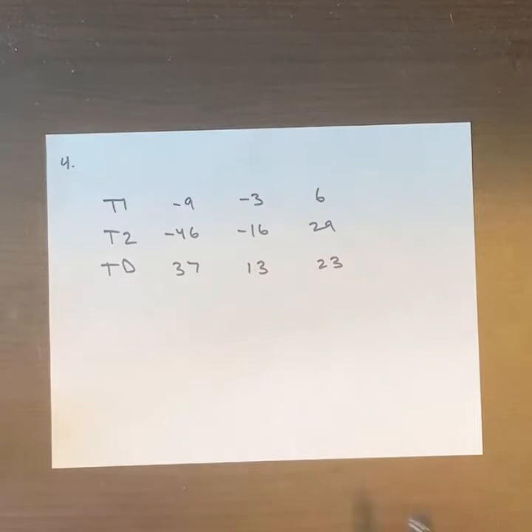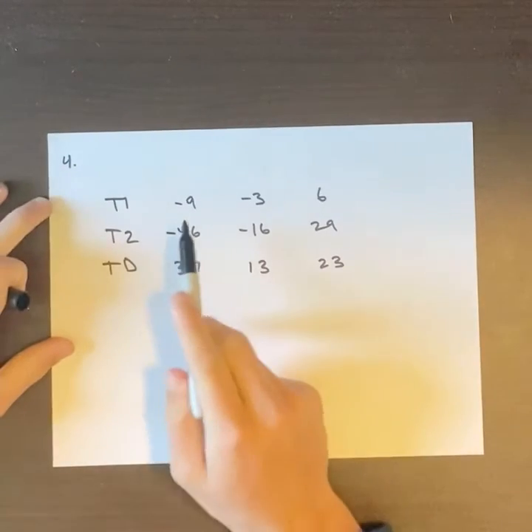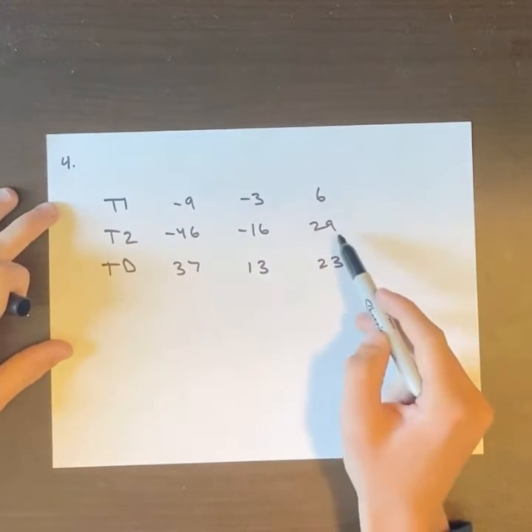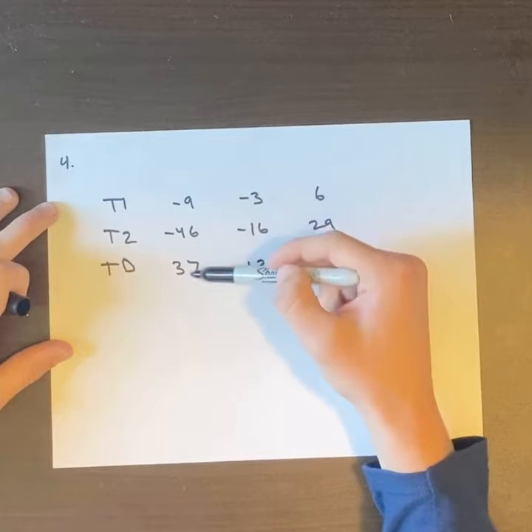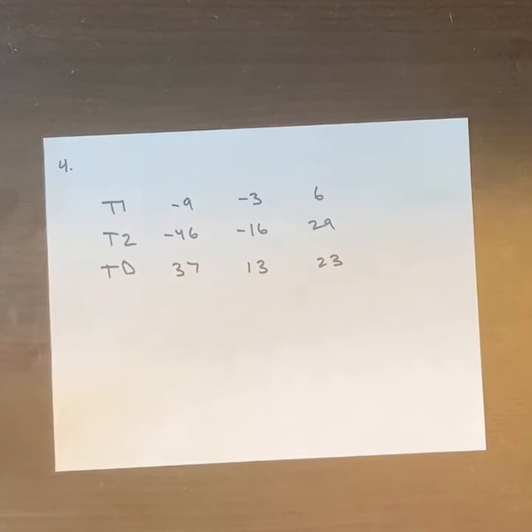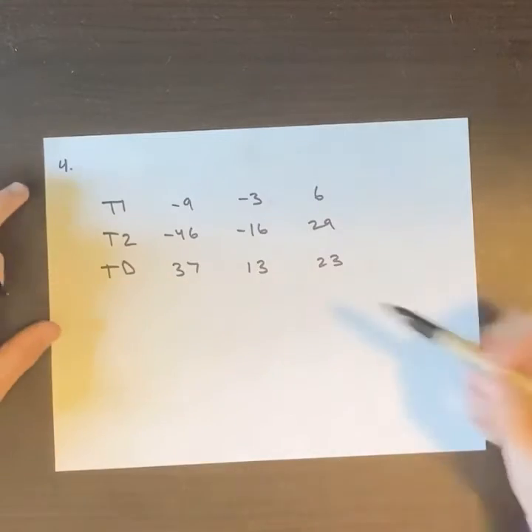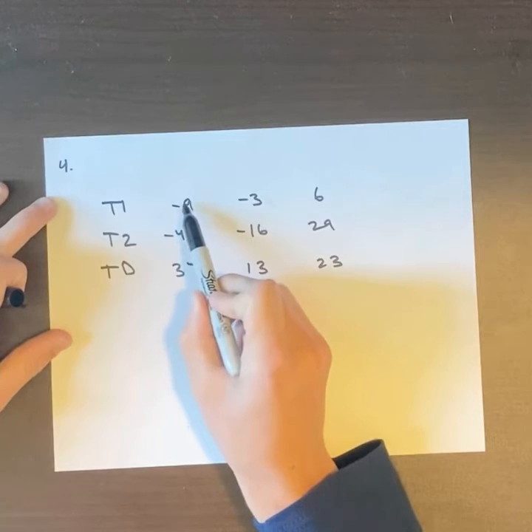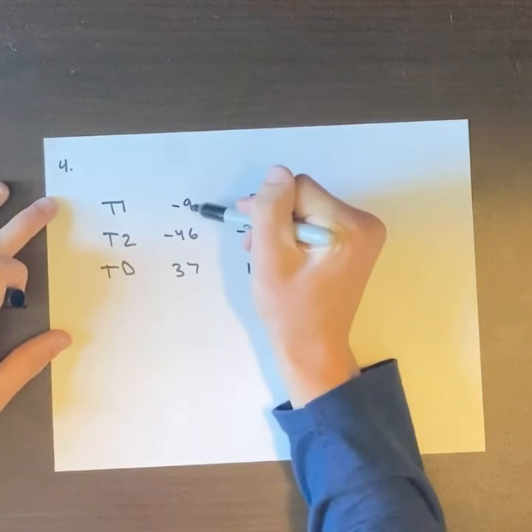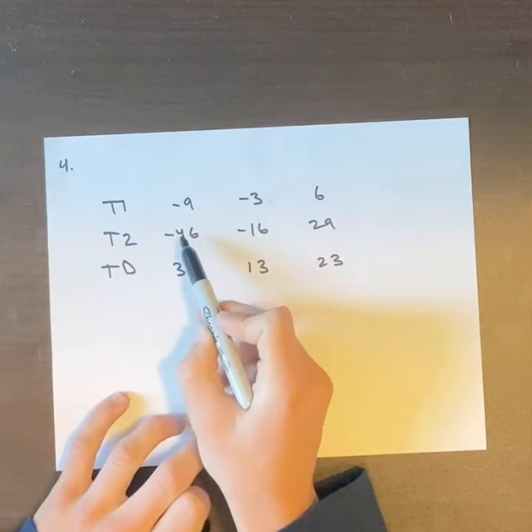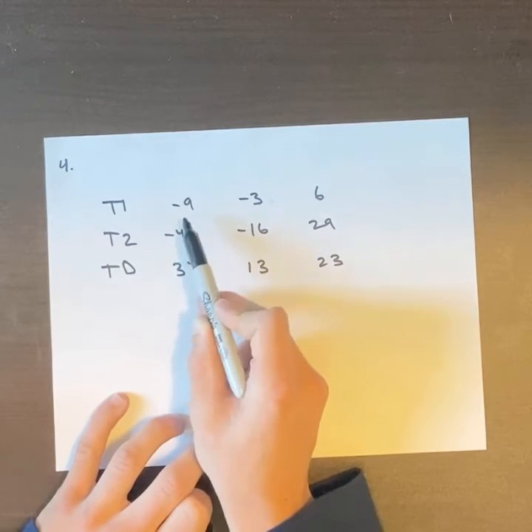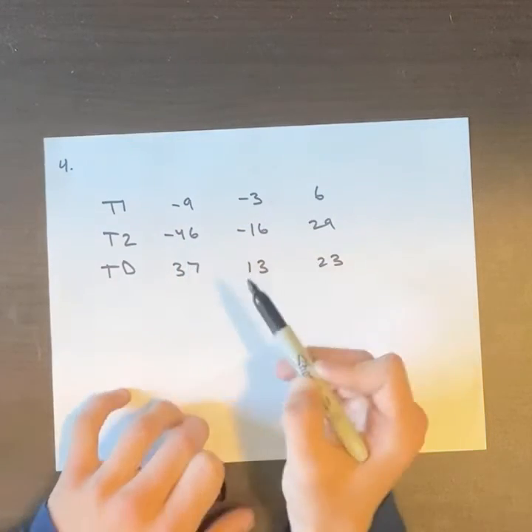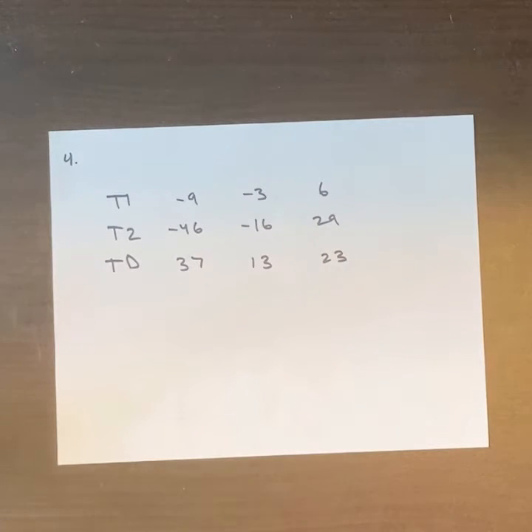Number 4, with the data set I was given, it's data set 2. For temperature 1, I had -9, -3, and 6. Temperature 2, -46, -16, and 29, and then the difference between this row would be 37, 13, and 23. So I found out that the equation between 1 and 2 wasn't about adding and subtracting, it was about multiplying. So I found that temperature 2 is 5x minus 1 of temperature 1. An example of that would be 5 times -9 is -45, minus 1 would be -46. So that goes for all of them.